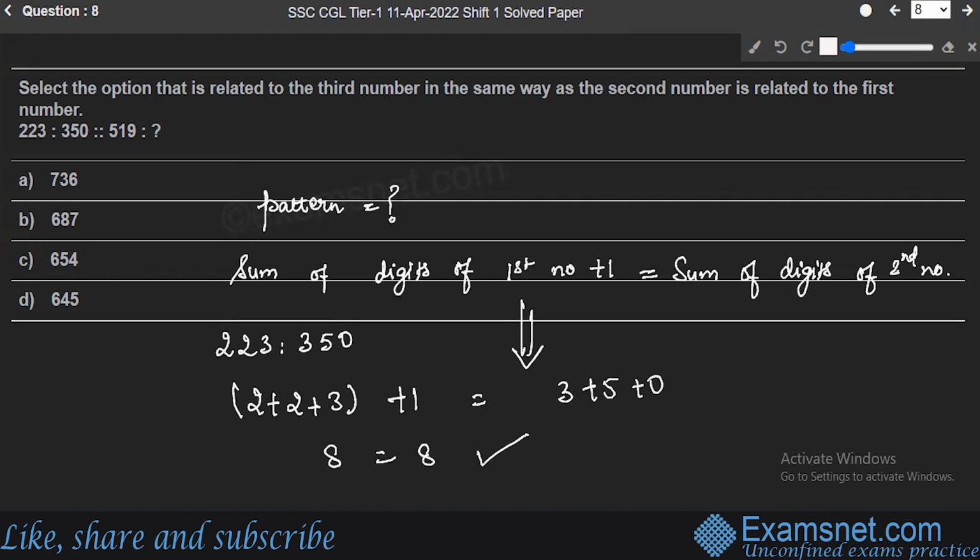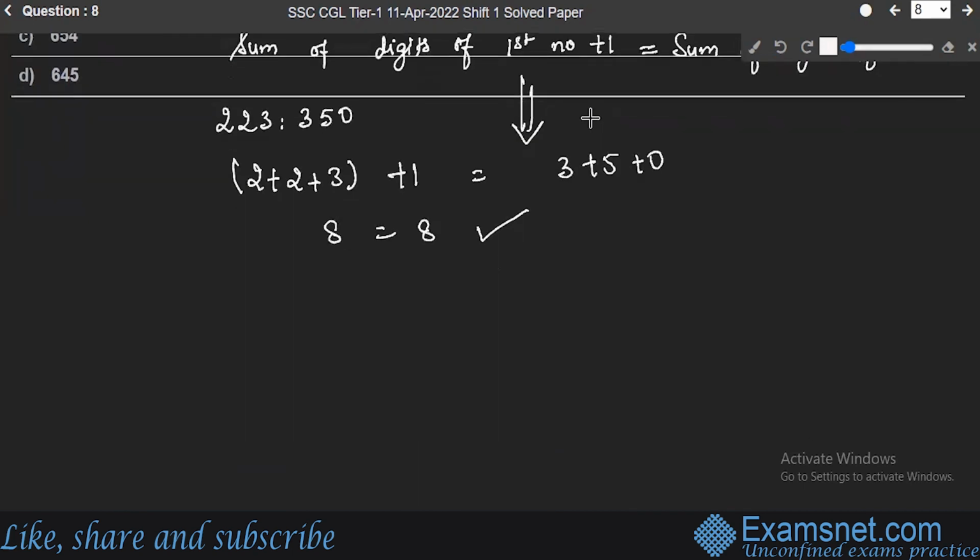Now you have to look for the one 519. You have to add the digits of 519. Let's look at the second one. So 519 is to what?